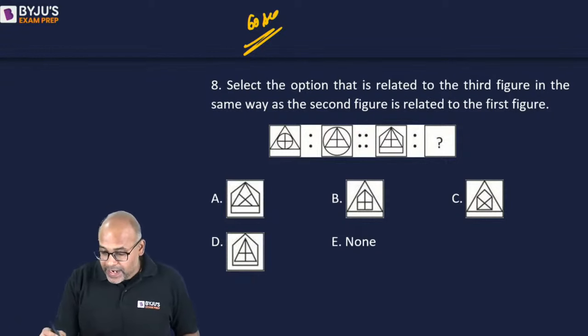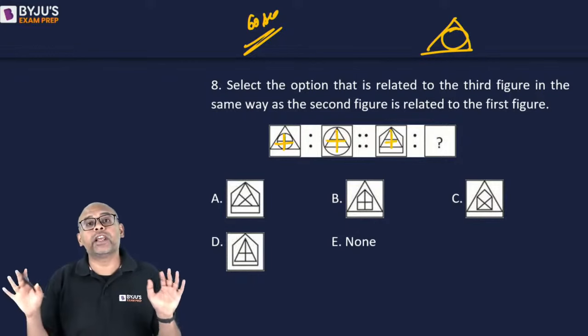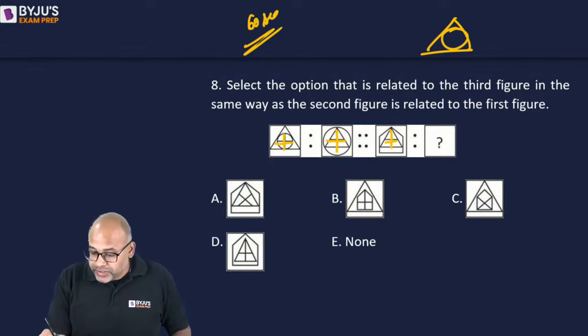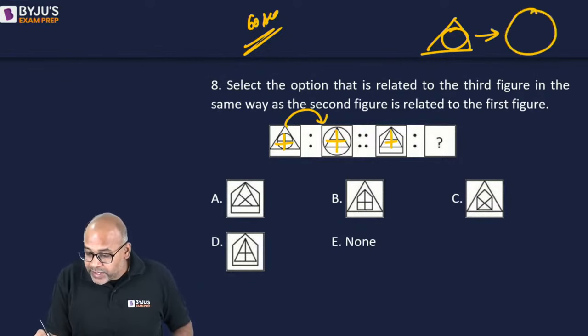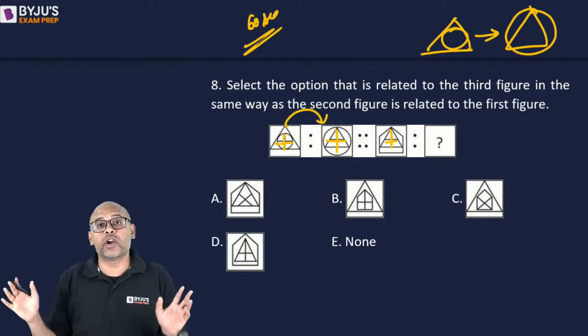The first one has a triangle and a circle. Now if you notice, these lines are everywhere. So lines are not getting affected, lines are always in the center. So let's not worry about the lines. So this is getting changed to what? This is becoming circle outside and triangle inside. So the figures are getting swapped, that's all. The lines are not changing.